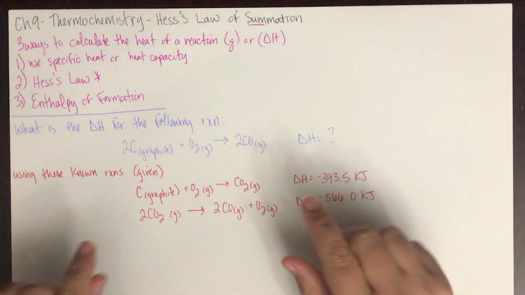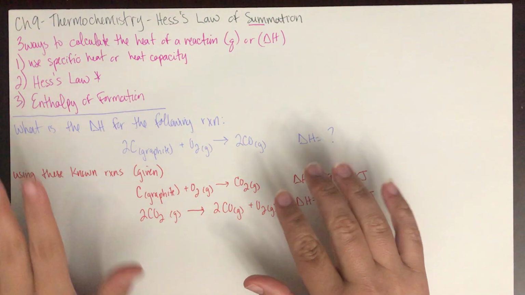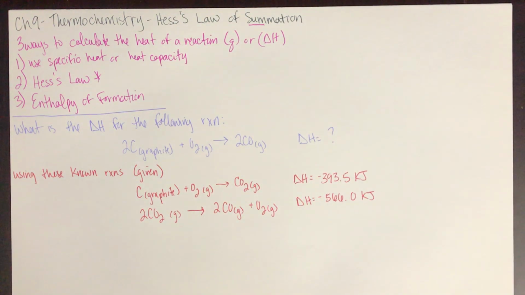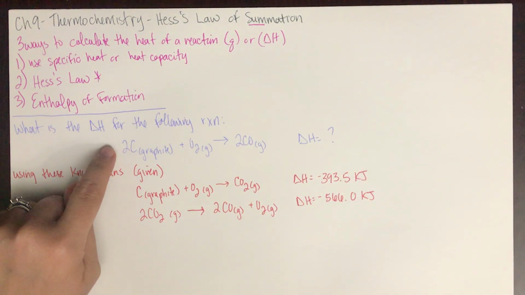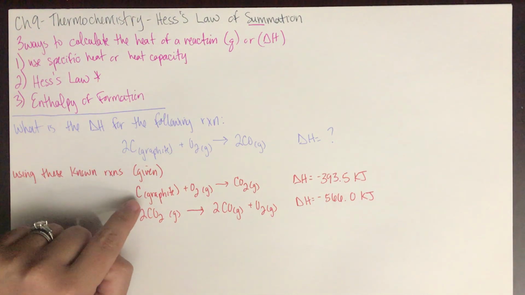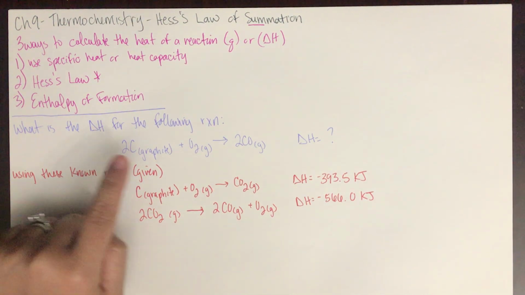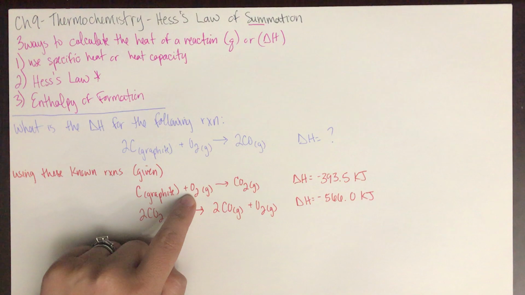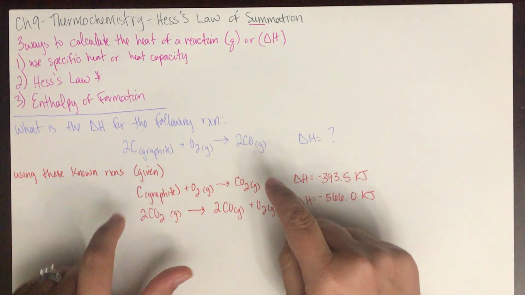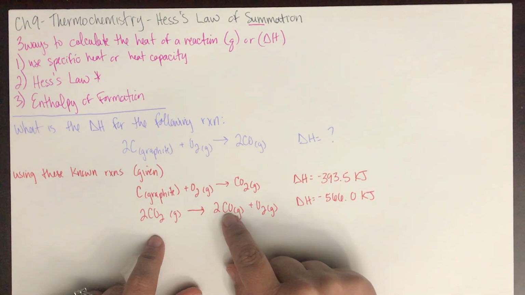What I always do with these problems is I make sure that the reactants and the products are on the correct side. So I'm trying to make this reaction where carbon graphite is a reactant, oxygen is a reactant, and carbon monoxide is a product.